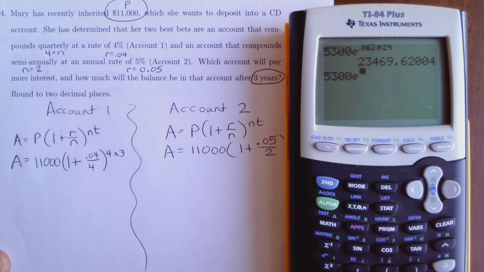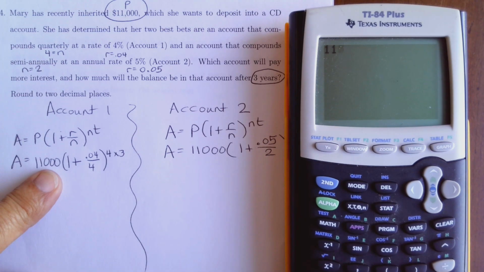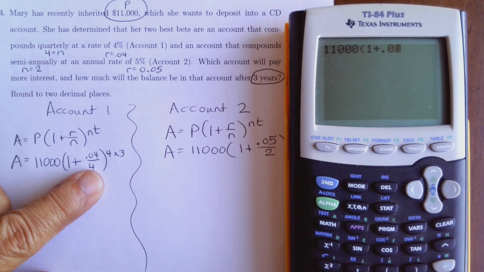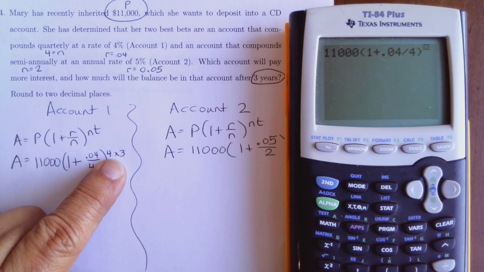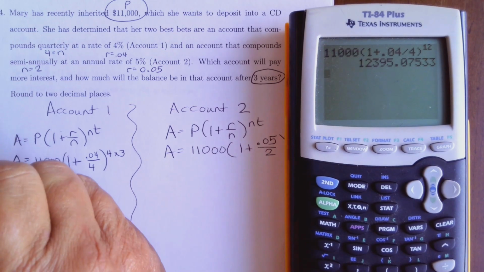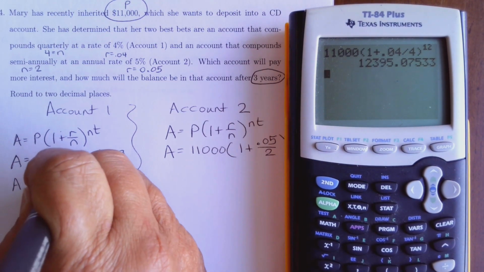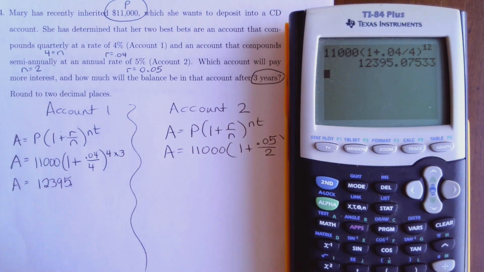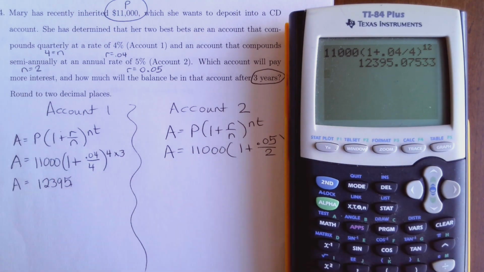So the first account, clear that out, is 11,000, 1 plus 0.04 divided by 4. Close your parentheses. Raise that. I'm just going to go ahead and put 12, since 4 times 3 is 12. So that gives us 12,395 and 8 cents, right? We're going to round up. So that's 8 cents.